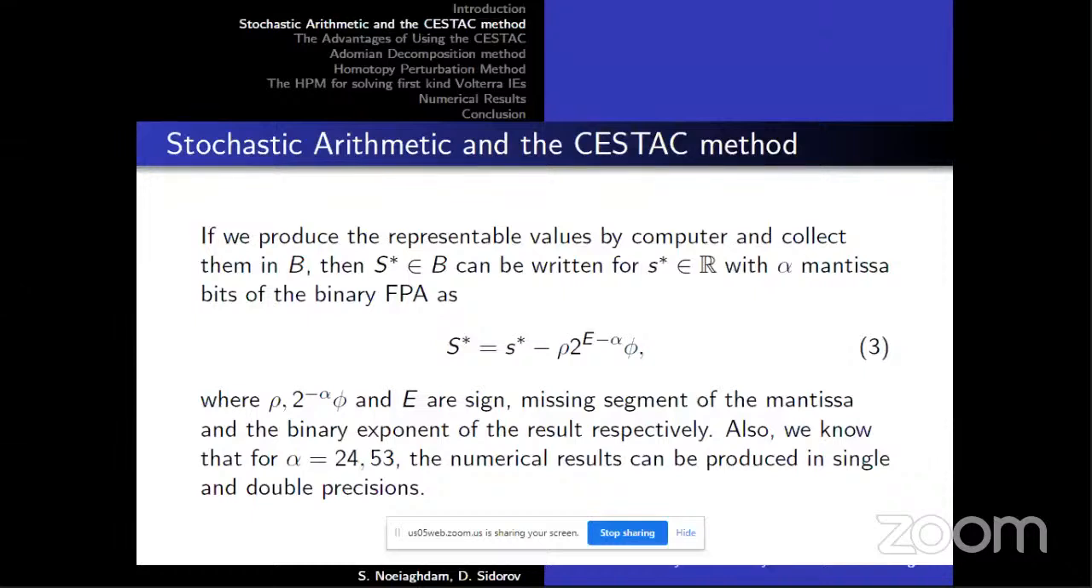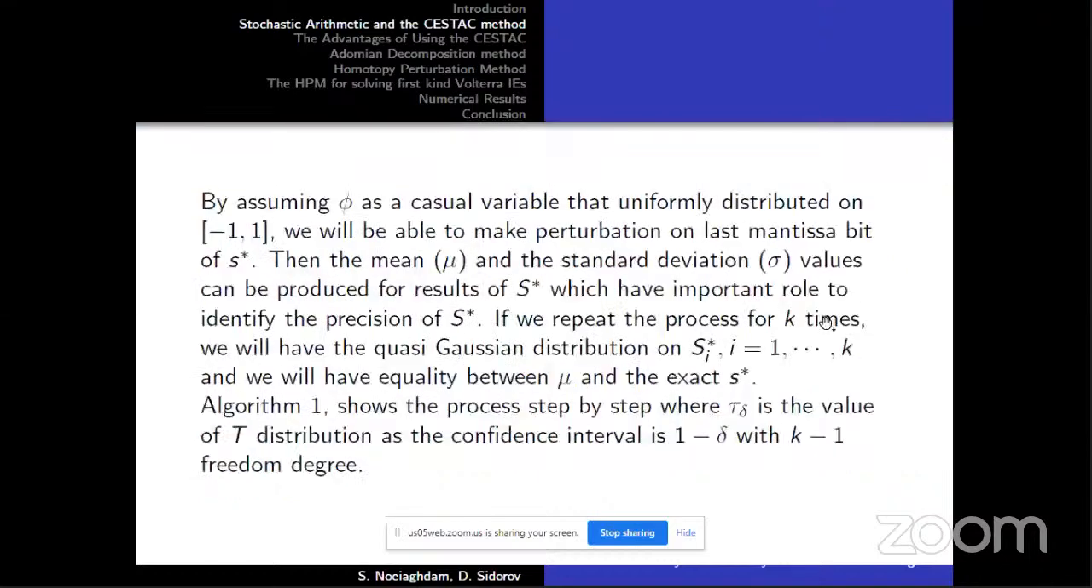Here I want to describe the CSTAC method. If we produce the representable values by computer and collect them in set B, then capital S star, a member of B, can be written in the form of equation 3. Here alpha is the mantissa bit of binary floating point arithmetic, rho is the sign, 2 to the minus alpha times phi is the missing segment of the mantissa, and capital E is the binary exponent of the result. But if we change the value of alpha from 24 to 53, we can change the precision from single to double precision. By assuming phi as a random variable uniformly distributed on minus 1 and 1, we can make a perturbation on the last mantissa bit of small s star.